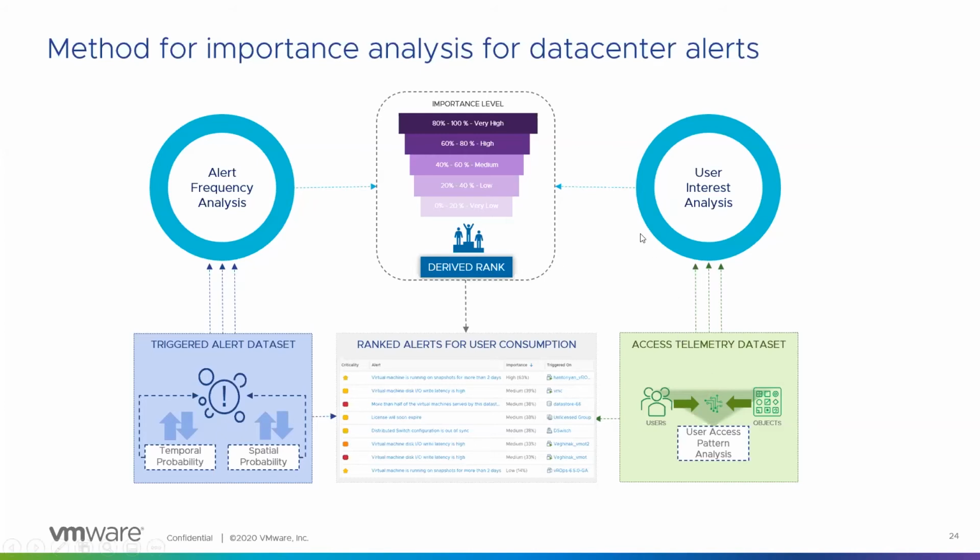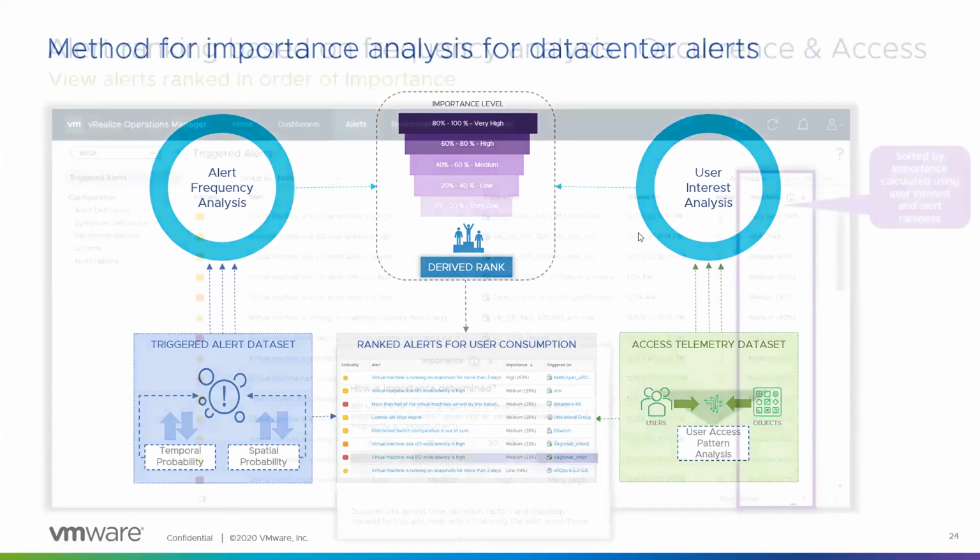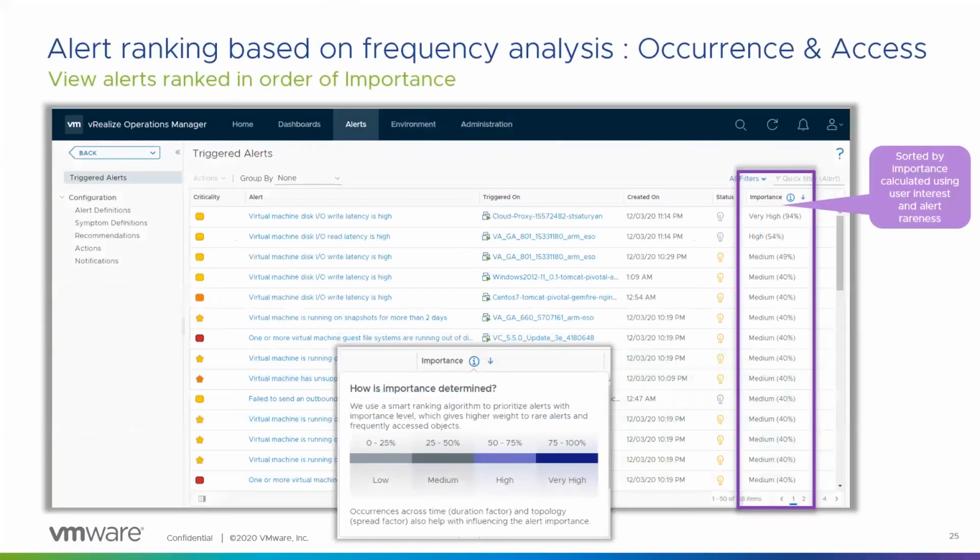Now, enough of talking about the backend, let's talk about how it appears in the front end in the product. As you look at all the alerts in vRealize Operations, you can see how the alerts have different importance scores, which are fully autonomous and driven by the system in order to give you a starting point of prioritization of your problems so that you can work with them.